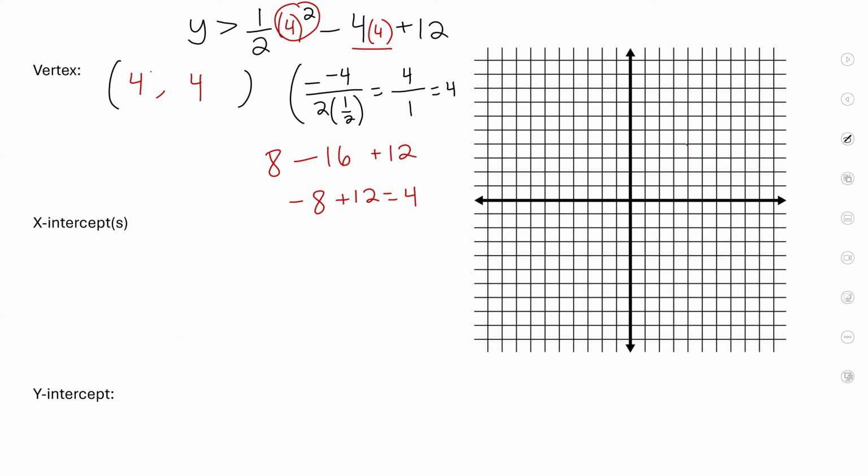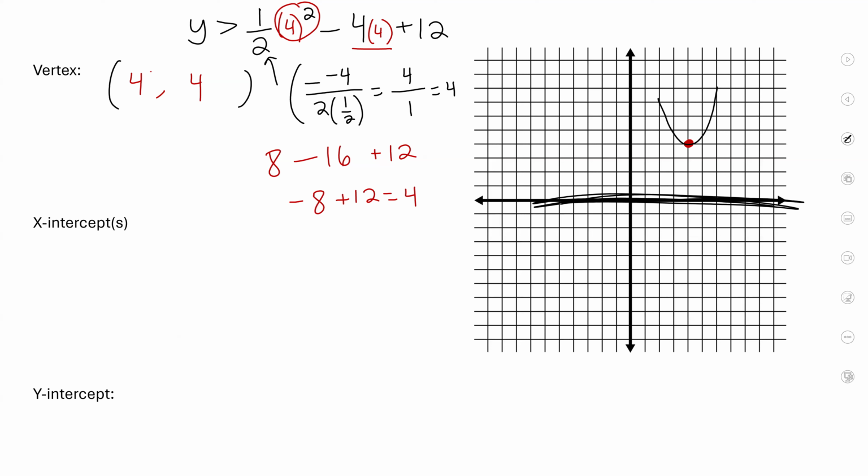I'll go ahead and plot that right here. Is it going to face up or down? Up. So it's going to look something like this, but let's be sure. I know it's going to face up because this a value is positive. So what do you know about the discriminant? Exactly. Because there are no x-intercepts, I know that my discriminant is negative.